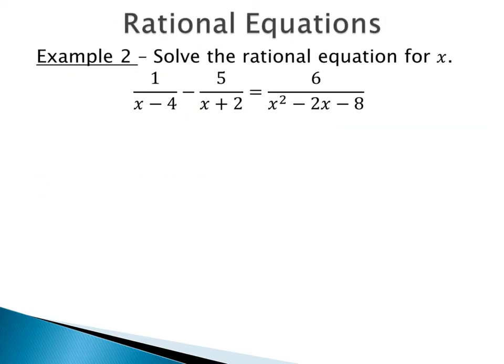For the next example, we're going to solve a rational equation. A rational equation occurs when we have an x in the denominator of a fraction.